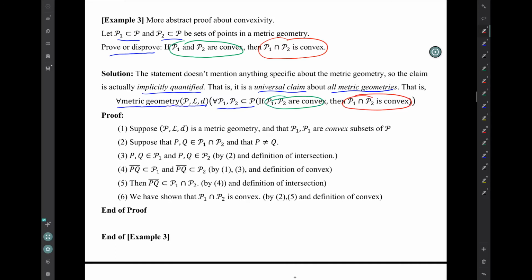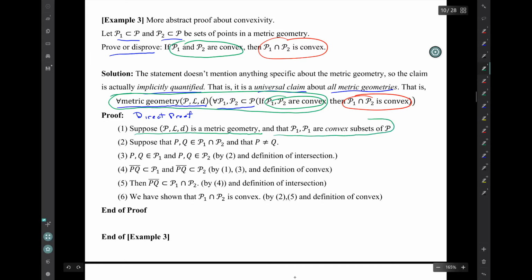So how would we prove this sort of thing? Well, this is a universal conditional statement, so we do a direct proof and observe the structure. In statement 1, we have to introduce generic elements that are described in the quantifier and in the hypothesis. So in other words, we suppose we have a metric geometry, and we suppose that we have two convex subsets of the set of points. So that's all the stuff that's mentioned in the quantifier and in the hypothesis. We have to end the proof by saying that P1 intersection P2 is convex.